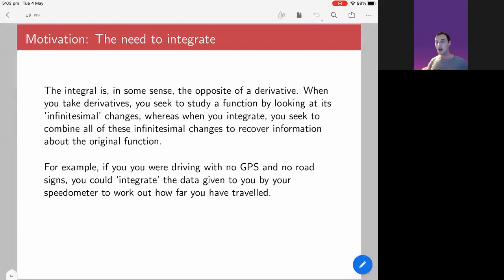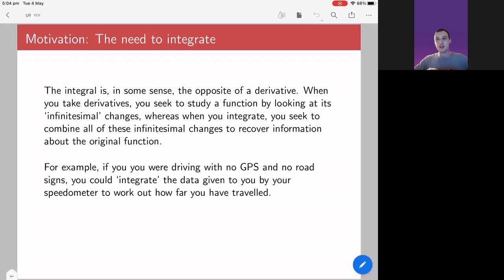Well, if you were paying very, very close attention to your speedometer, what you'd be able to do is use your speedometer to work out how far you've traveled. This process is essentially integrating the data given to you by your speedometer. So this is perhaps a naive way of doing this. Now, you might think that this example is obvious, and in some sense, maybe it is.